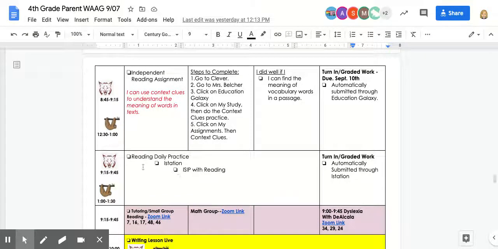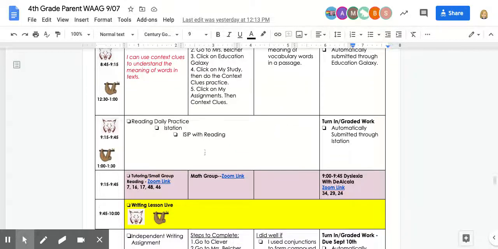iStation, every day, daily practice. Okay? On the schedule, it says reading daily practice. But if you scroll down to this time, you will see that it says iStation and then iSip with reading. We're always getting onto that.